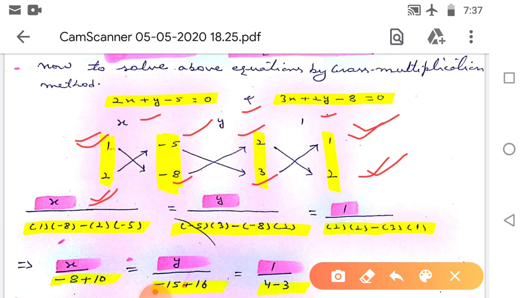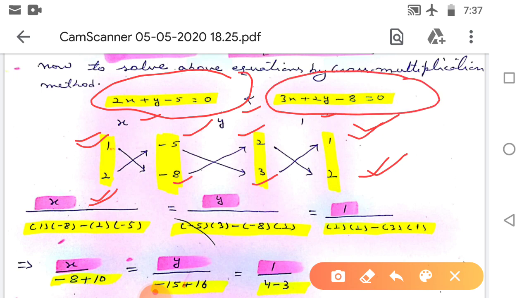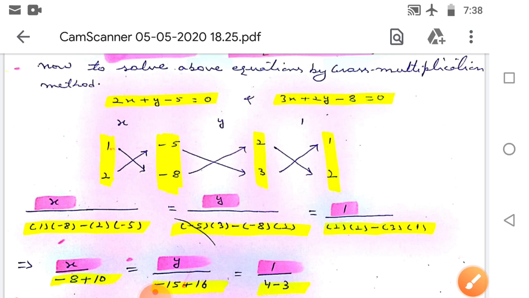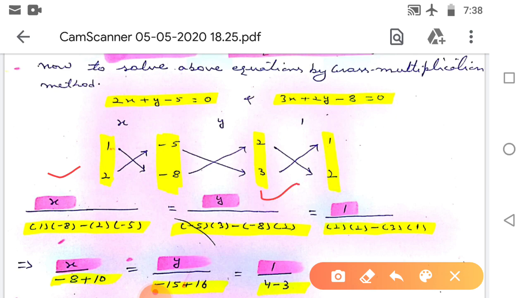Clear? And in the equation, look at here, on the right hand side there should be 0. Okay, the c1 and c2 should be on the left hand side of the is equal to sign. It means your equations should be in the general form of a linear equation in two variables, that is ax plus by plus c is equal to 0. Right? Now in the next step we write x upon is equal to y upon is equal to 1 upon.